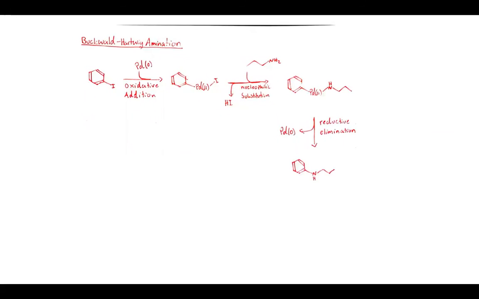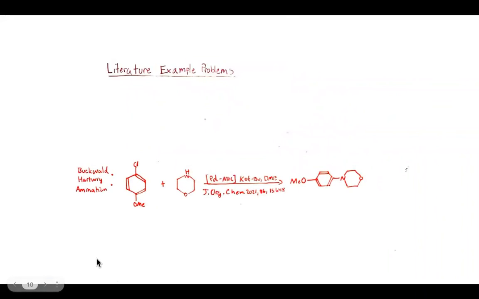And the last step is a reductive elimination, which forces the palladium out back again as palladium 0 so that the reaction can go again. And we finally get our product, which is the nitrogen directly substituted onto the ring where the iodide used to be. So this is a literature example problem that I have, which is the same type of problem.